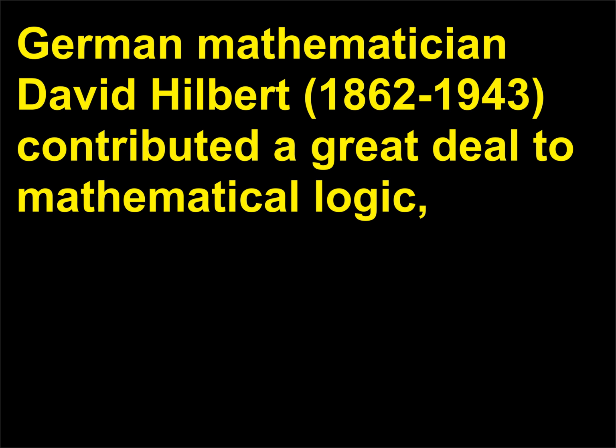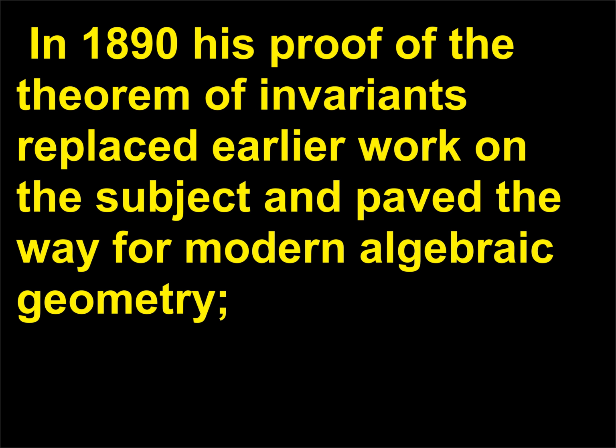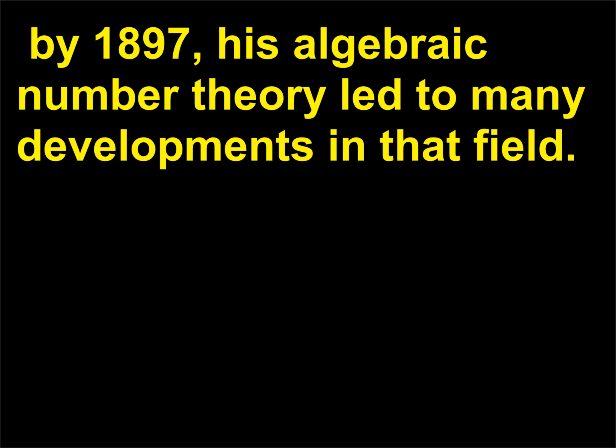German mathematician David Hilbert, 1862 to 1943, contributed a great deal to mathematical logic, as well as mathematics in general. In 1890, his proof of the theorem of invariance replaced earlier work on the subject and paved the way for modern algebraic geometry. By 1897, his algebraic number theory led to many developments in that field.